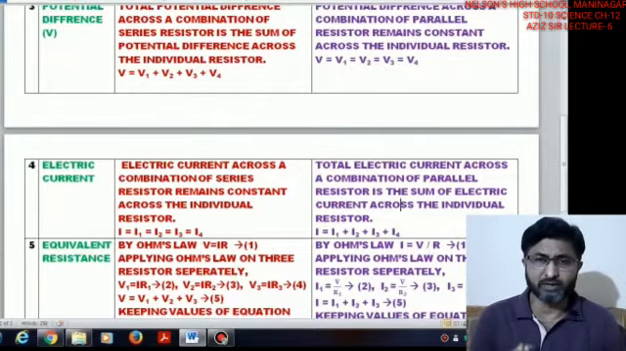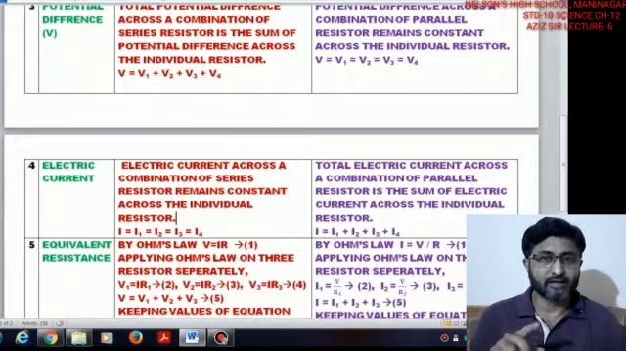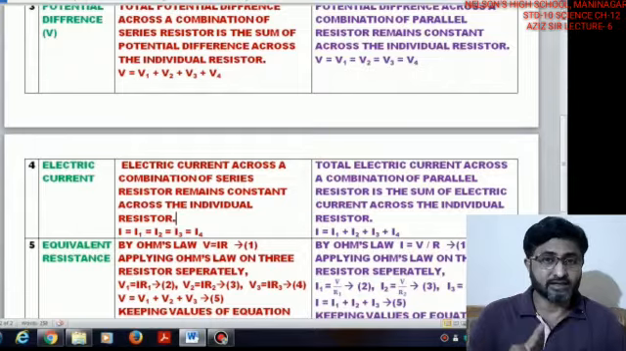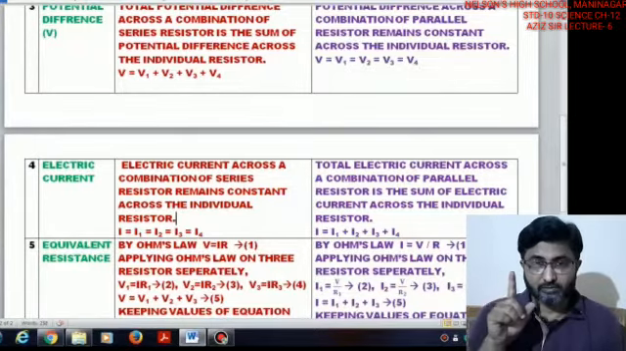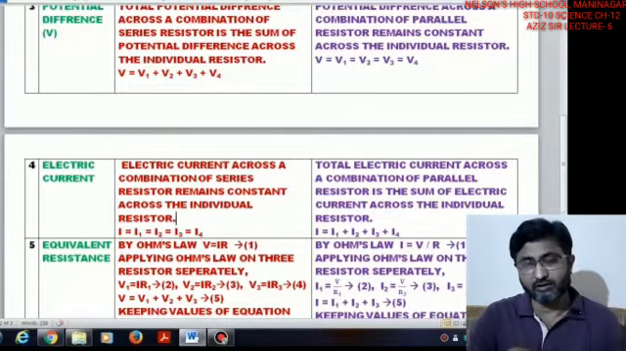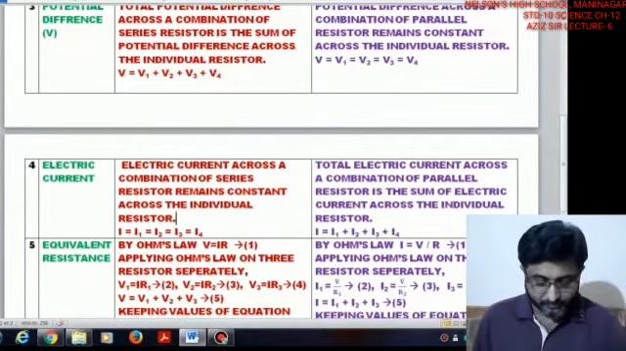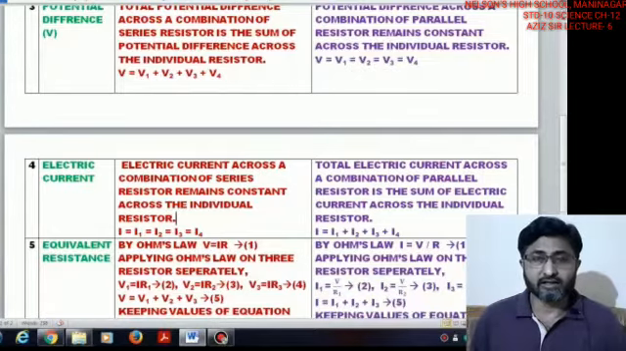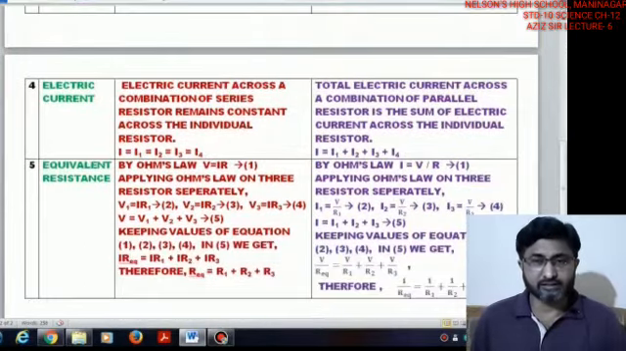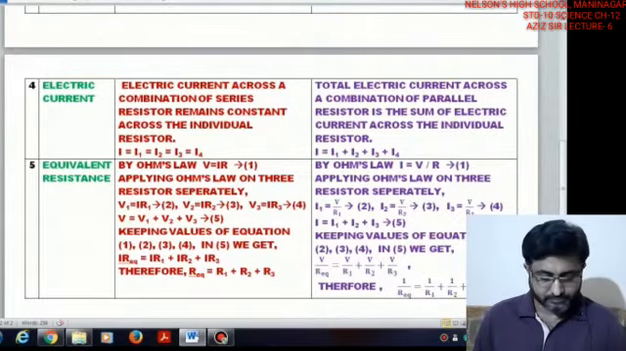In short, you may remember PV and SI. PV means parallel voltage is constant, and in case of series, current is constant. Parallel voltage is constant and series current is constant. So you may learn it this way and remember only one, because if you try to learn both of them, you are going to forget both of them. So learn one: in case of parallel connection voltage is constant, so V1 equals V2 and likewise, and in case of series connection current is constant, that is I equals I1 equals I2.